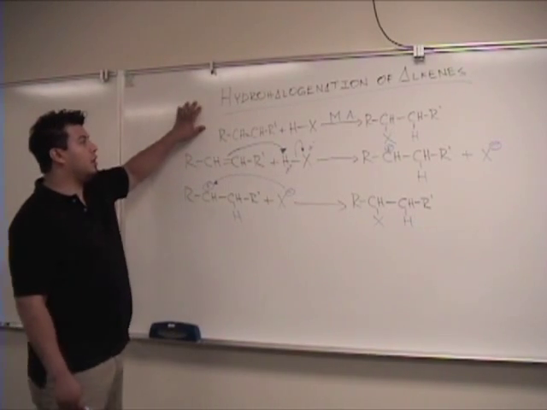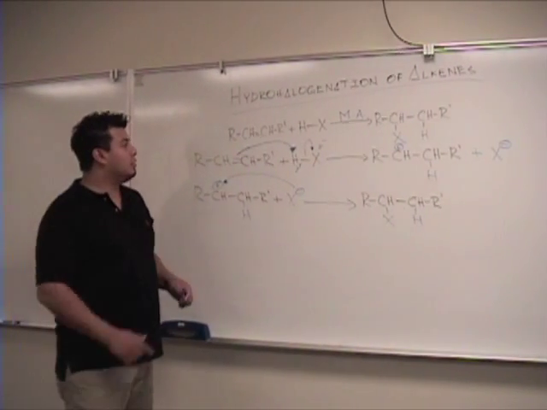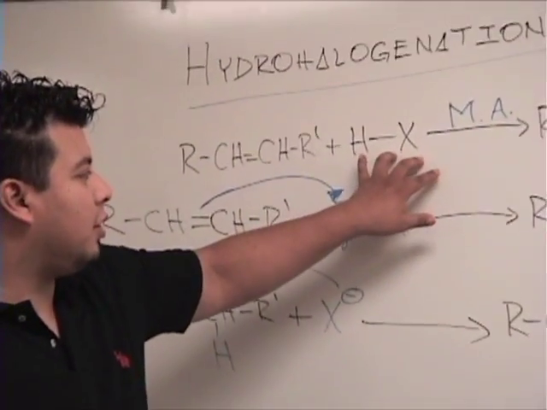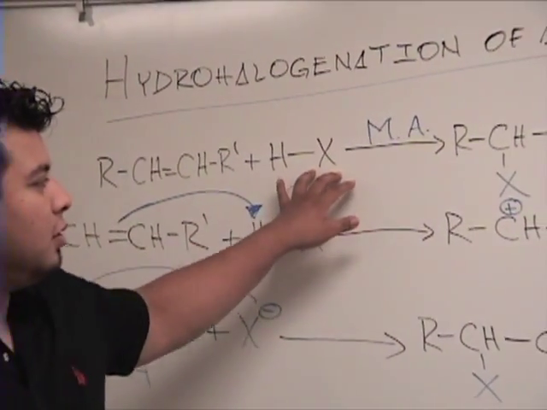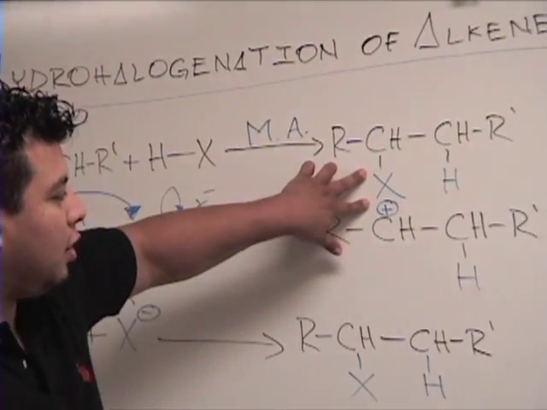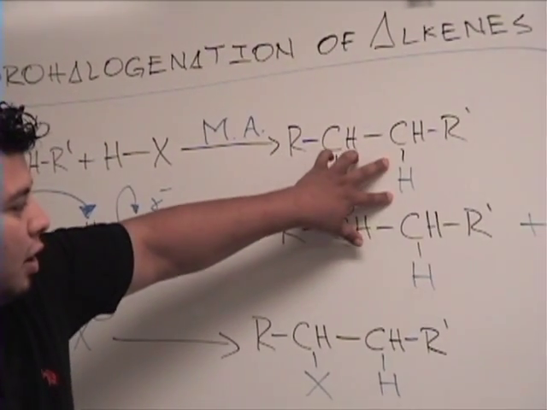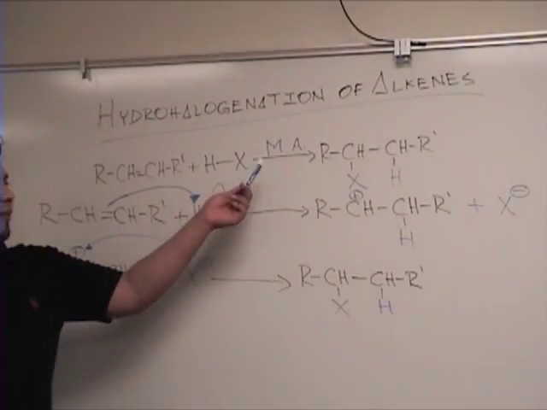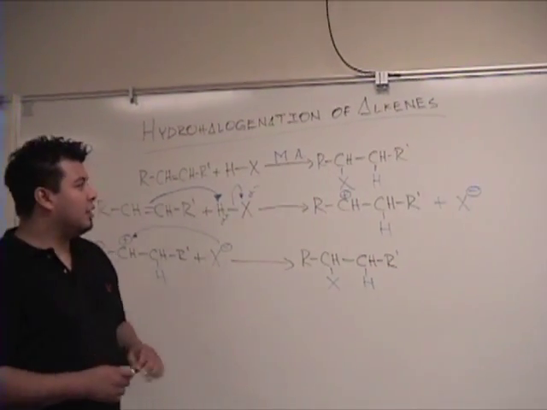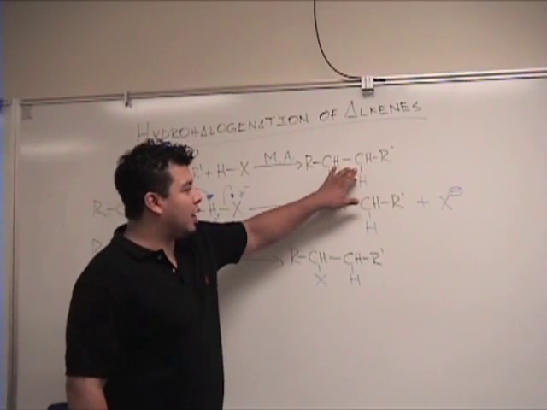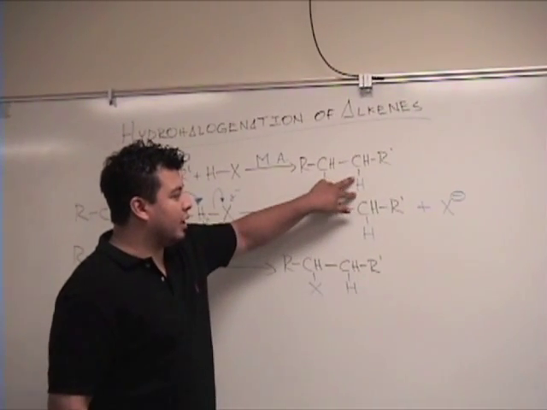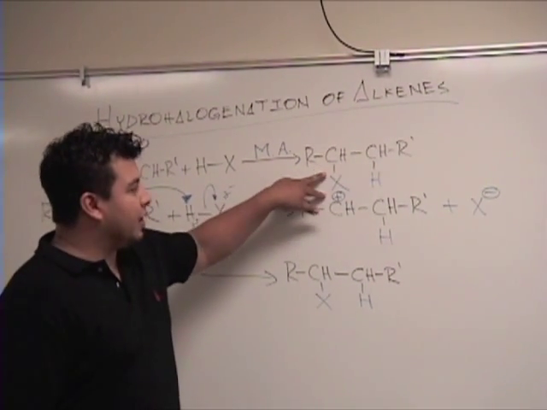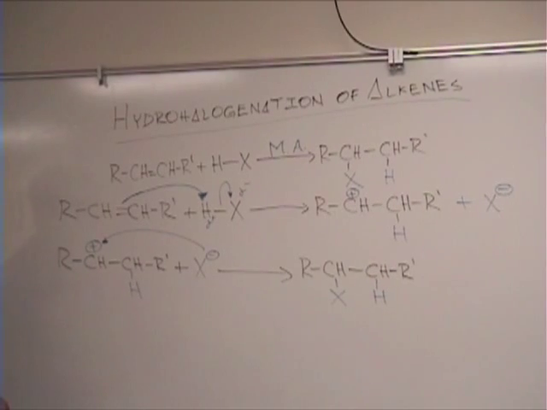Okay, today we're going to explain hydrohalogenation of alkenes. You got your alkene, you get your hydrogen bonded to a halogen, and then you're going to get a halogen and a hydrogen next to it. We're going to remember that this is a Markovnikov addition. That means that the carbon with the most hydrogens is the one that's going to get the hydrogen, and the carbon adjacent to it is the one that's going to get the halogen.